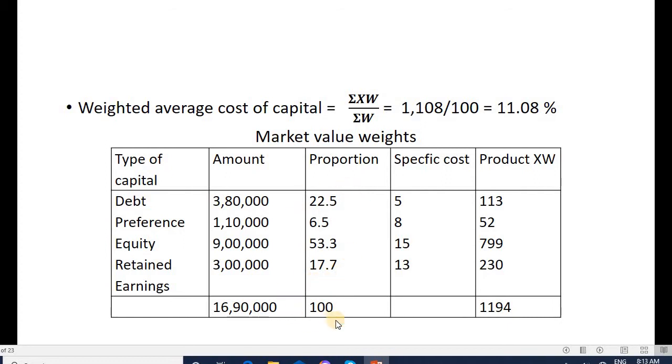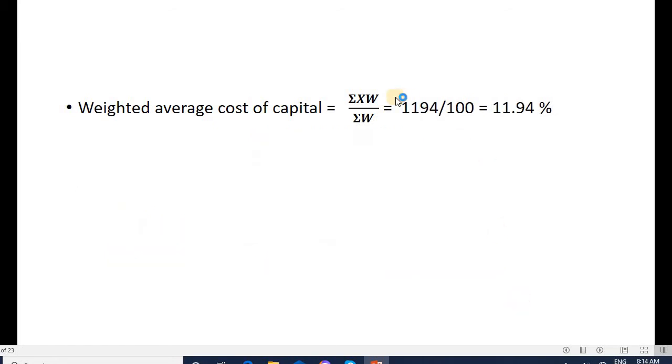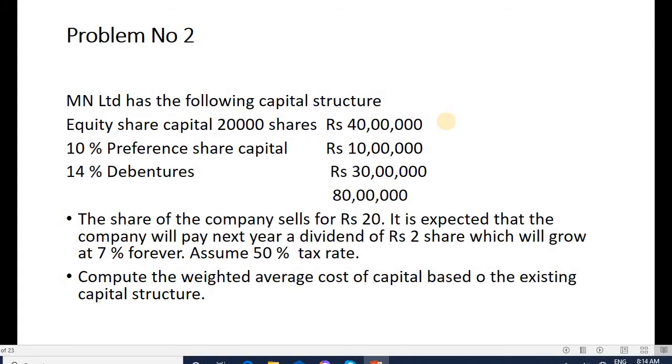It comes to 100. So now in the fifth column we need to take the product of X into W, that is proportion into specific cost. 22.5 into 5 is 113, 6.5 into 8 is 52, 53.3 into 15 is 799, 17.7 into 13 is 230. The total is 1194. So the weighted average cost of capital is summation XW divided by summation W. 1194 divided by 100 is 11.94%.